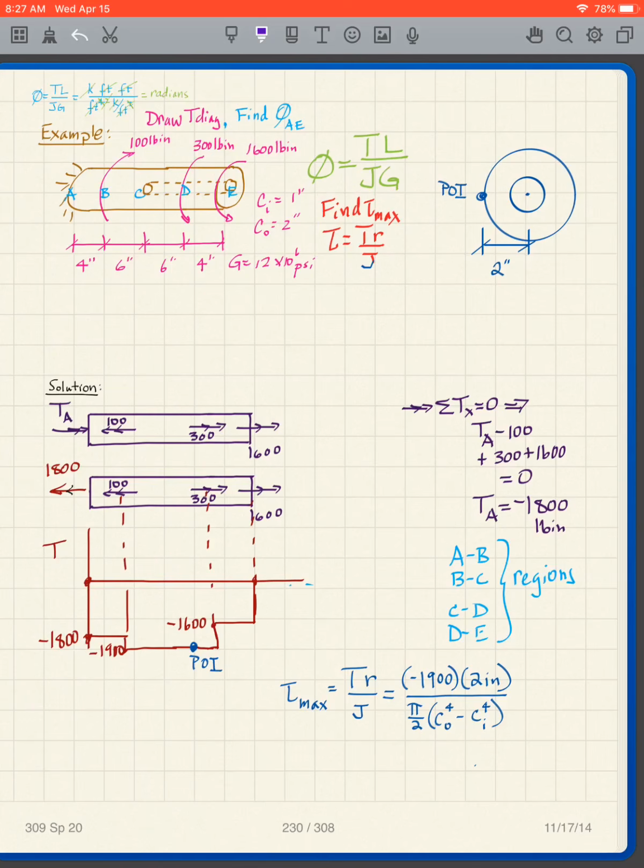So we're going to use the expressions phi is equal to TL over JG, tau is equal to TR over J. First thing I have to do again is to find the reaction, just like we had to do with our beam problems. And again, using the right-hand rule, I have 100 going to the left, 300 going to the right, 1600 going to the right. I've drawn TA like that.